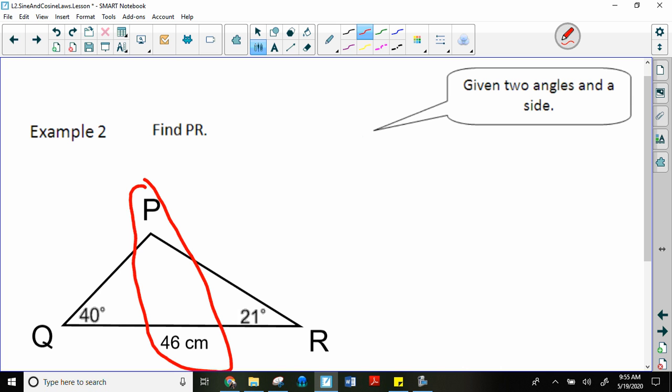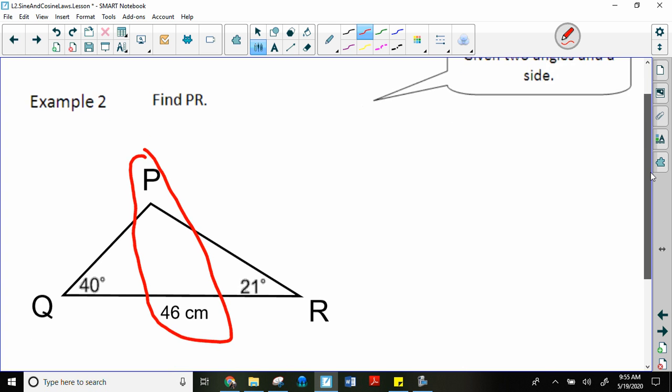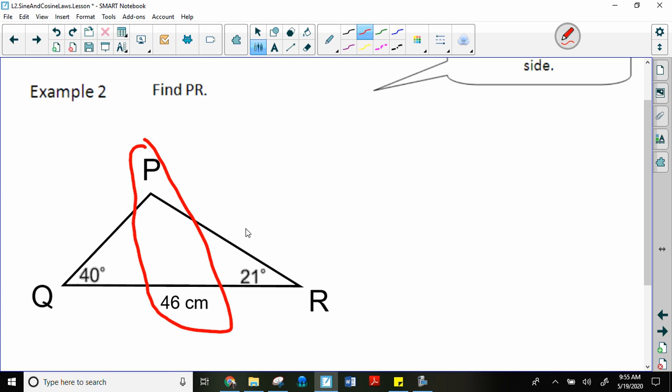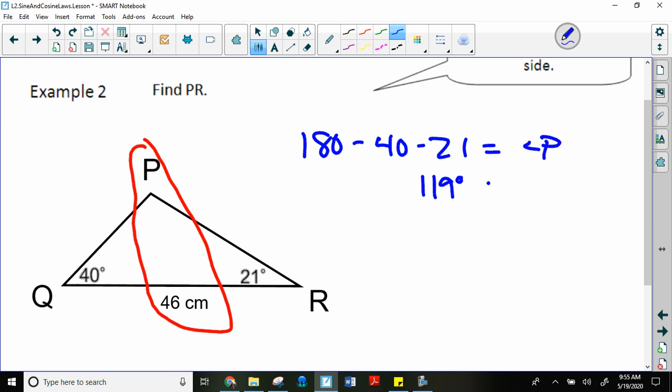But by looking at the question right off the get-go, you're like, well, you were only given 46. We don't know what angle P is. We can find angle P. That's not very difficult. We've been given the other two angles, so we're just going to go 180 minus 40 minus 21 equals angle P. 119. So when I redo all of these videos, I'm going to have all of my calculations already done. That's one of the steps.